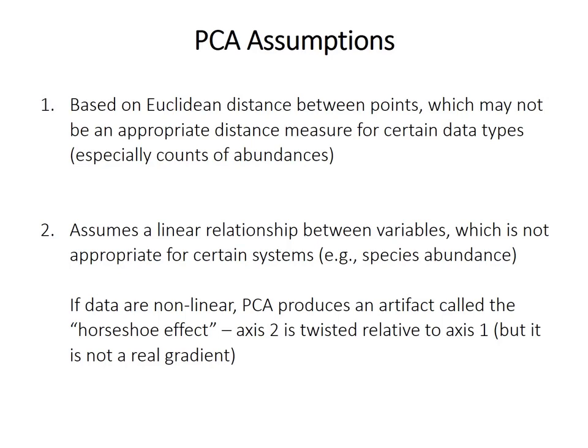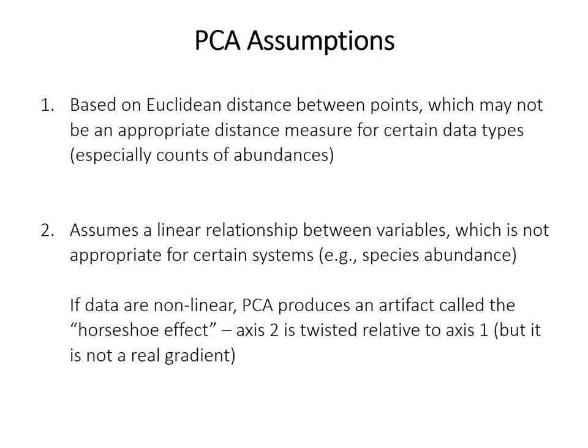So if you have counts of the abundance of species or rock types or minerals or whatever, counts are not good for PCA generally. And second, the use of either covariance or correlation both assume that there's a linear relationship between the variables, which is, again, not necessarily appropriate for certain systems. Again, counts of abundance, particularly of species, is an example because those species abundances are not linearly related along these gradients generally. So if the relationships are nonlinear, PCA can produce something called a horseshoe effect, where points along axis 2 are kind of twisted into the shape of sort of a horseshoe relative to axis 1.